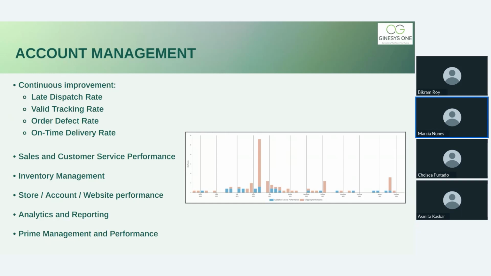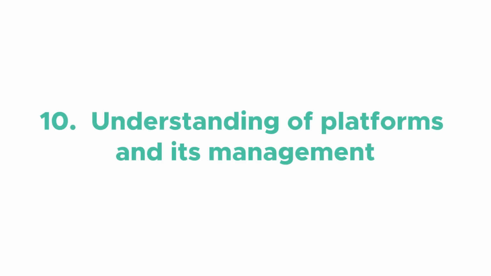Prime management and performance. If all of the above criteria are met and managed properly, the seller can be made eligible for seller fulfilled or easy ship prime. After onboarding, the same needs to be maintained and properly managed to remain eligible for the tag. If any of the above criteria is not met or missed, Amazon removes the seller from the prime benefits.